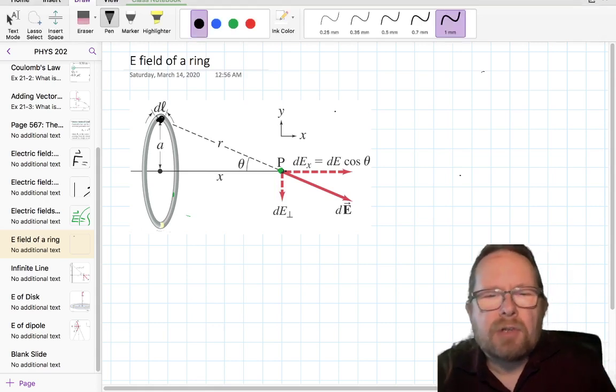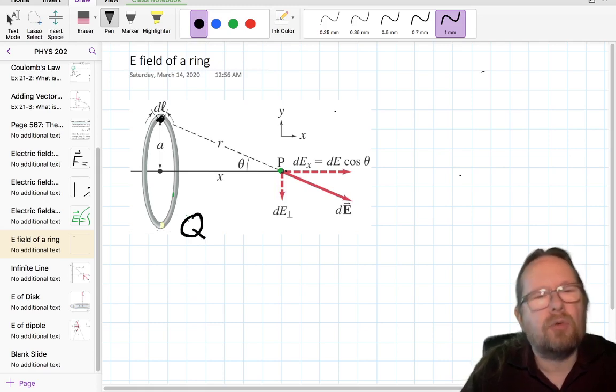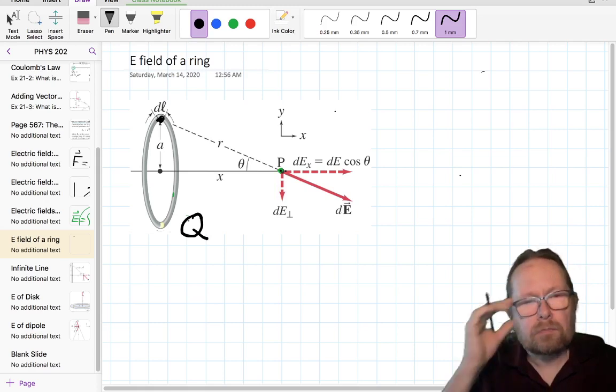Okay, so the first example that your book does is the example of the electric field of a charged disk. So imagine we've got a wire or some kind of linear object that has a total charge Q, and we're located some distance x on the axis of that disk. And we want to find the electric field at this point in space.